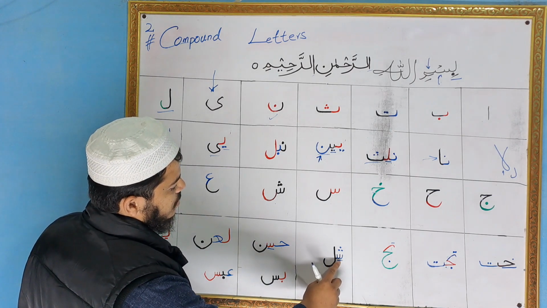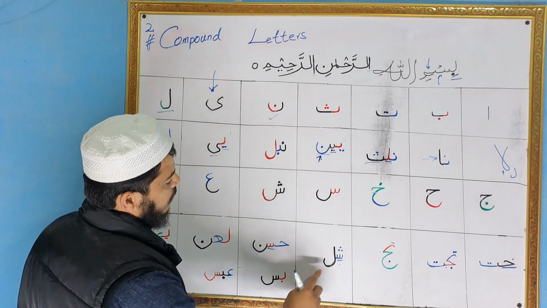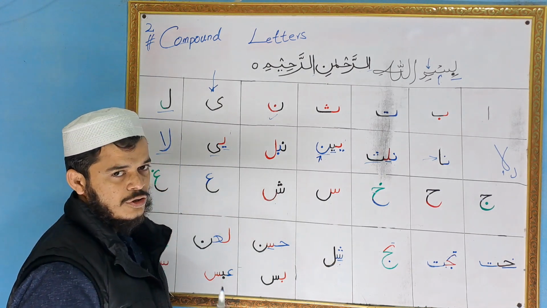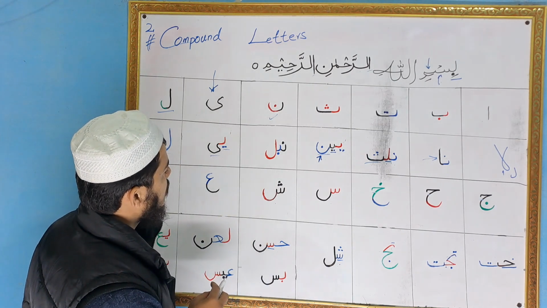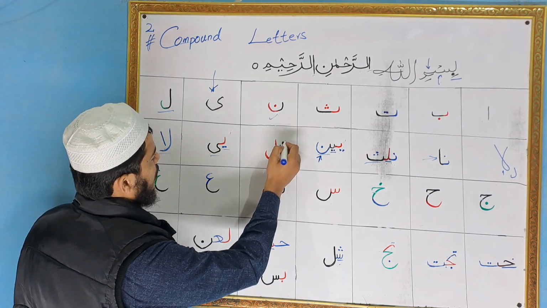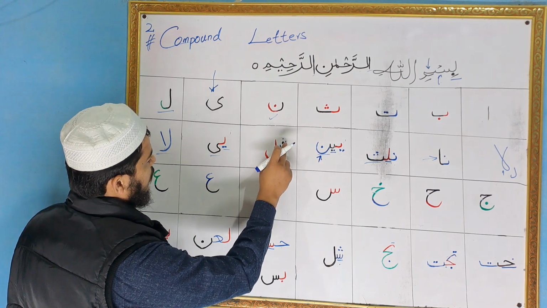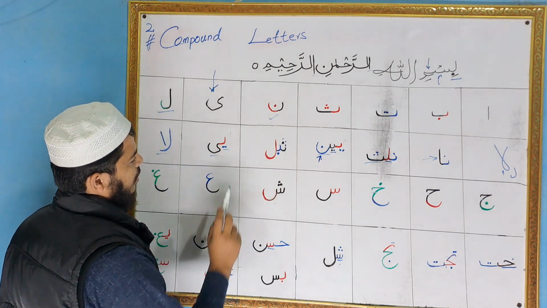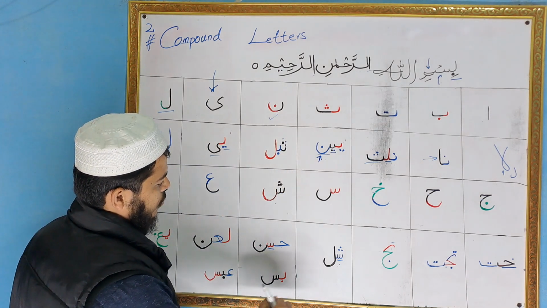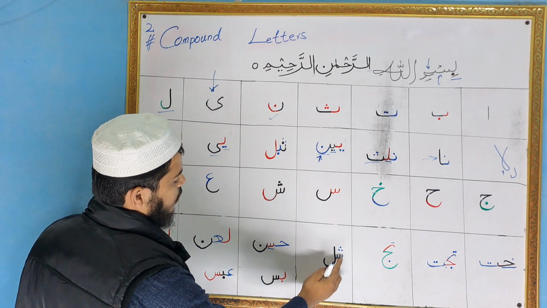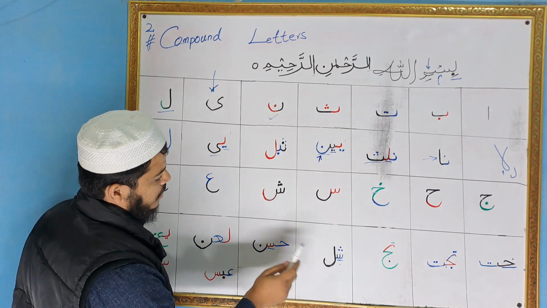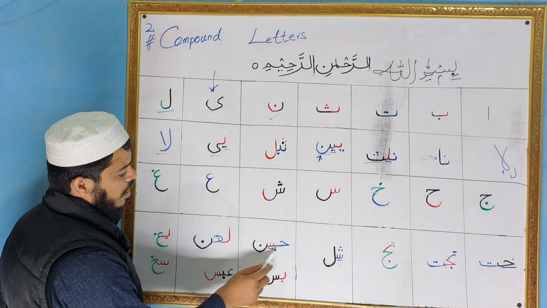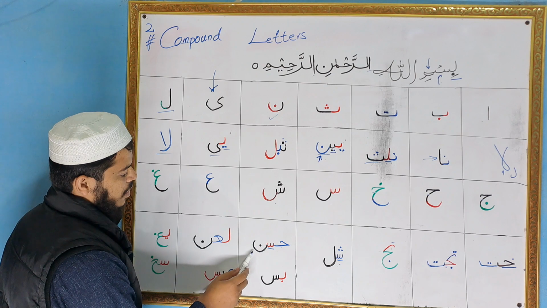Whenever you see three spikes, it will be considered sheen. And when you see only one, it will be considered tha. So you can see three spikes are coming, we will consider it sheen rather than tha. So this one is ha, seen and noon.